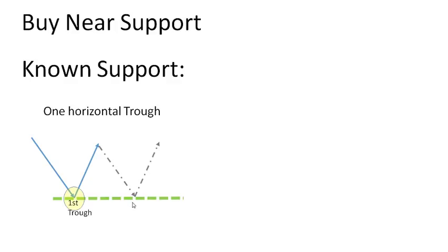So, sa style na buying near support, pag nakakita ka ng isang trough or swing low, that's the first swing low. Pwede ka mag-drawing ng horizontal line. Tapos, kapag yung price ni-revisit niya itong horizontal line na to, there's a probability na mag-bounce siya. So, this is a known support and then itetest niya. Okay?